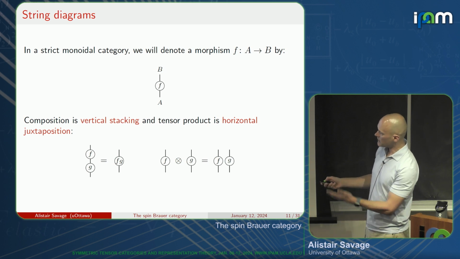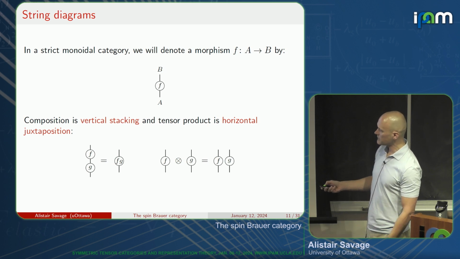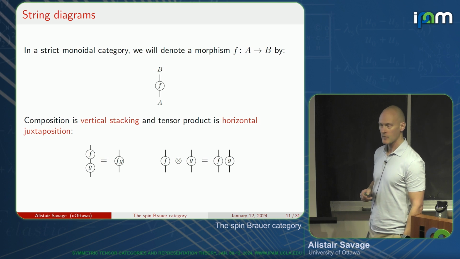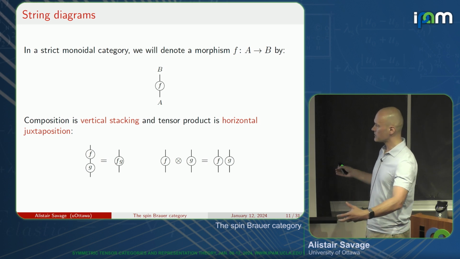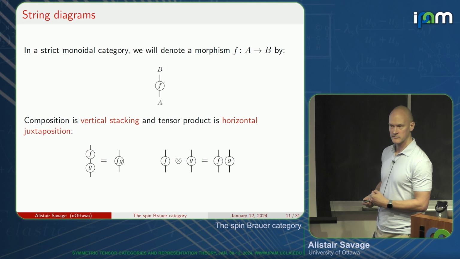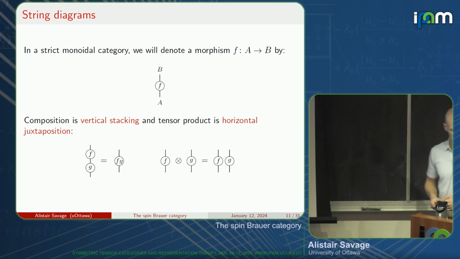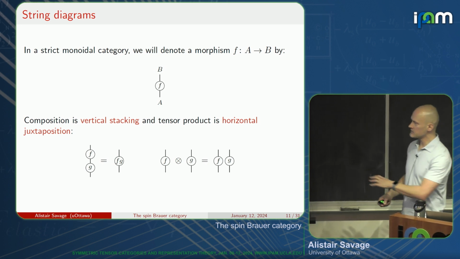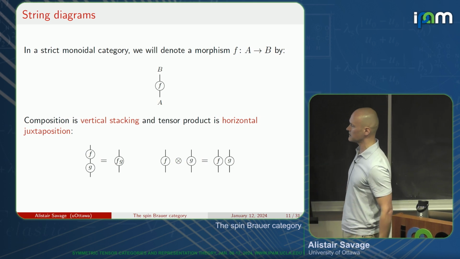And because we're reading bottom to top, if I put F above G, that's F composed with G. And our tensor product is horizontal juxtaposition of diagrams. Right? So it's the exact same conventions that John was using. Sometimes he was in a 2-category, but it's the same flavor.